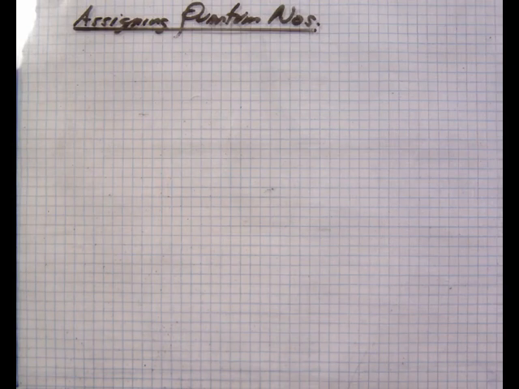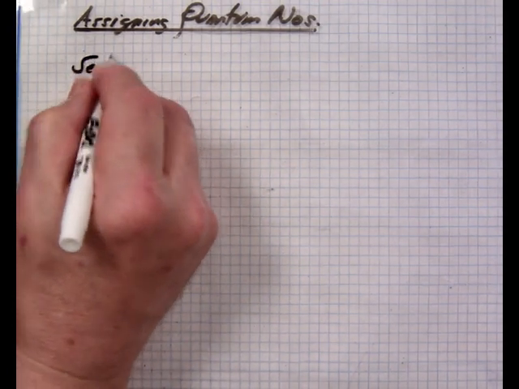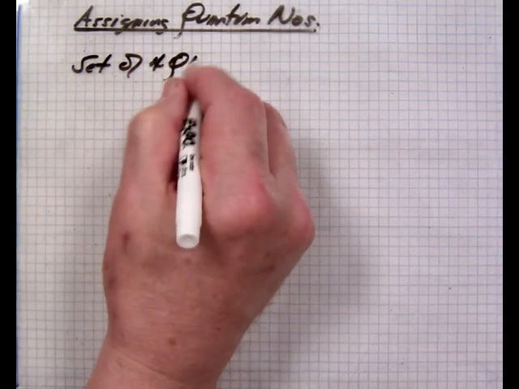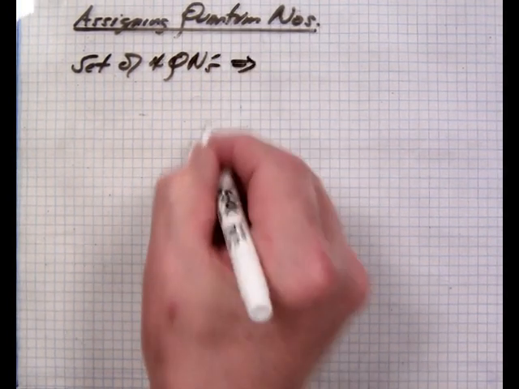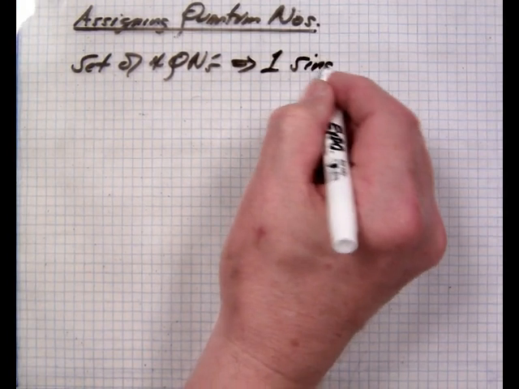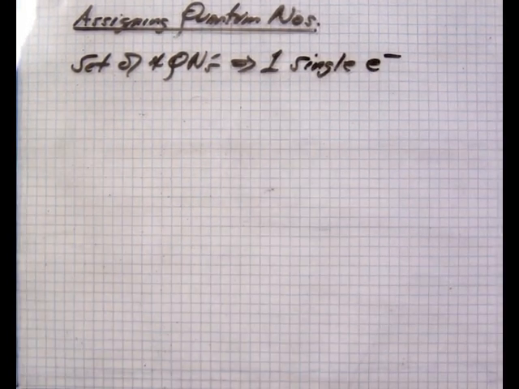Okay, now assigning quantum numbers. When we started this, we went through the historical cross-section of building the models and who did what to get the model, and we came to the Schrodinger model, and I said it's all based on quantum mechanics. Quantum mechanics produces quantum numbers. Okay, we want to assign quantum numbers. Well, a set of 4 quantum numbers refers to one individual electron. Okay, that's the first thing.